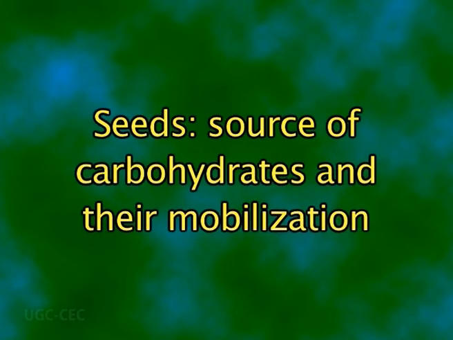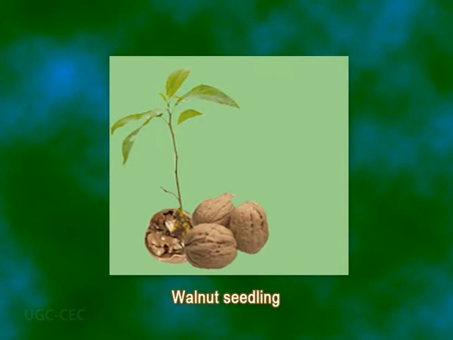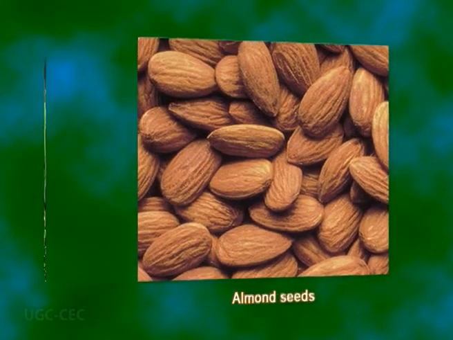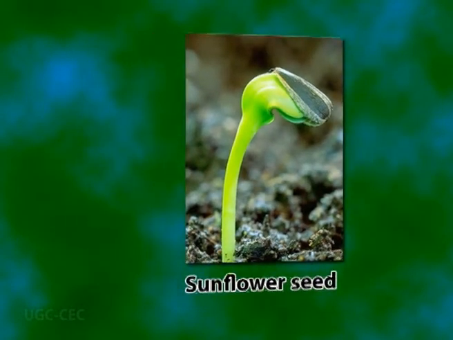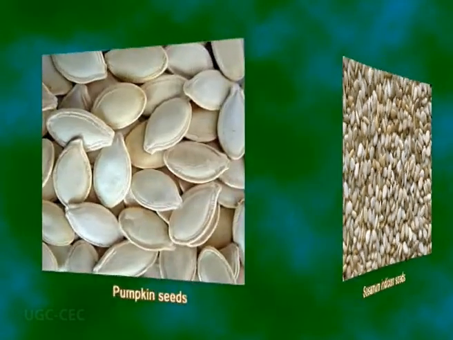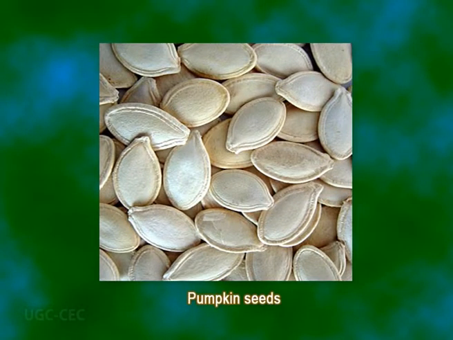Seeds as a source of carbohydrates and their mobilization. Carbohydrates are the main storage reserves of most seeds. Beans, lentils, peas, whole grains, brown rice, buckwheat, millet, quinoa, yeast-free sprouted grain breads, nuts and seeds like walnuts, almonds, sunflower seeds, sesame seeds, and pumpkin seeds are good sources of carbohydrates. These crops are widely used by human population throughout the world.